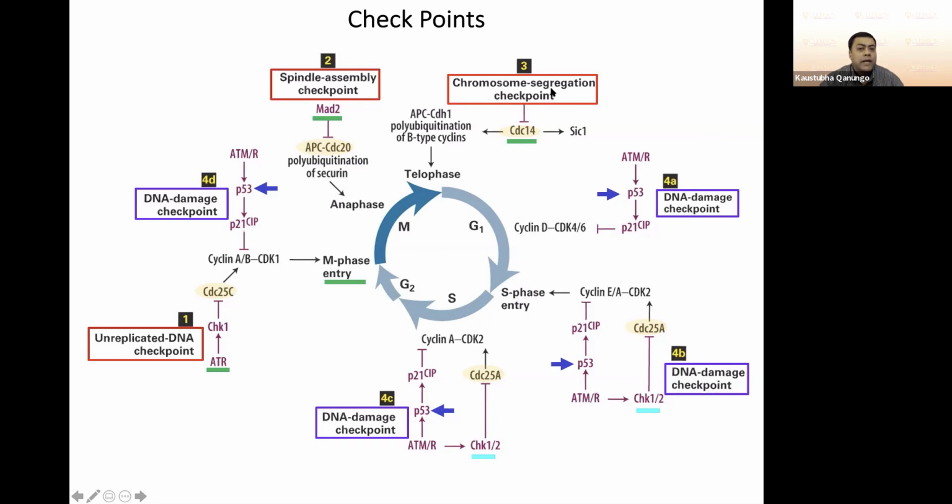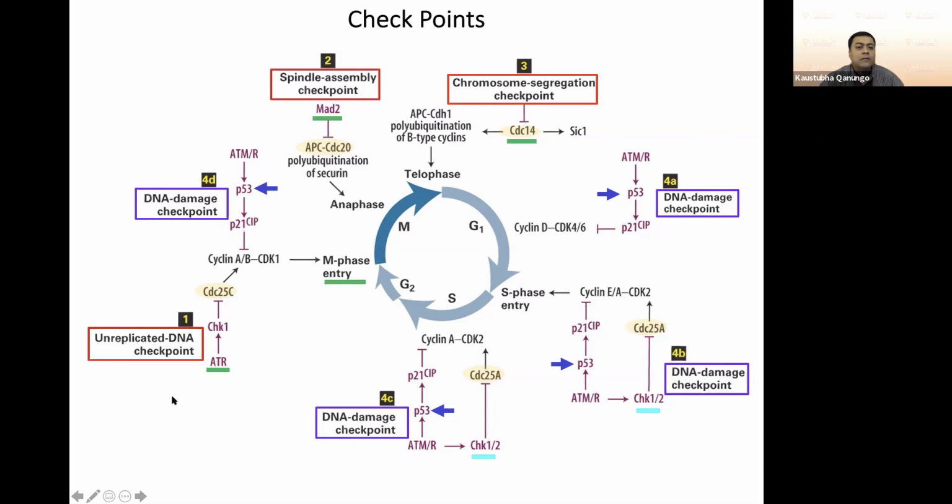Then the chromosome segregation checkpoint works through this. This complex doesn't allow the polyubiquitination of the B-type cyclin, and the inhibition of this is caused by the chromosome segregation. So if it is not properly aligned onto the metaphase plate, the cell cycle will halt there until the chromosomes go to each of the poles properly. So these are the 3 things, mainly an overview of that.